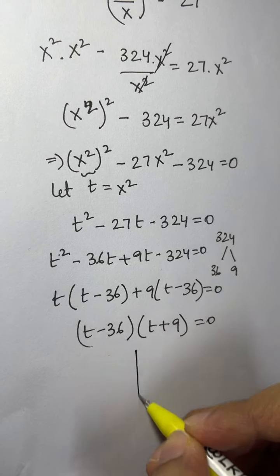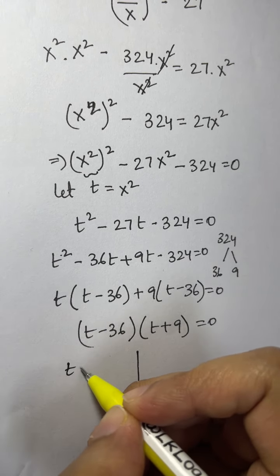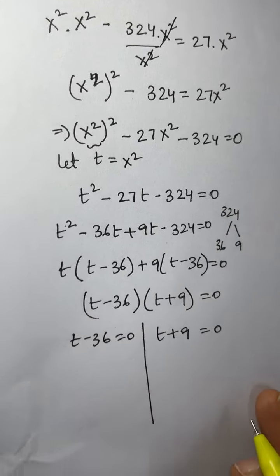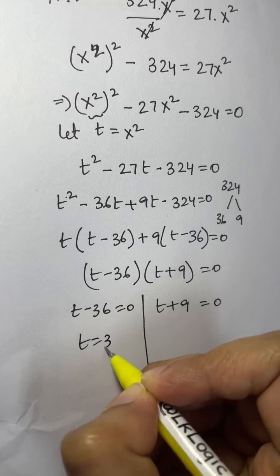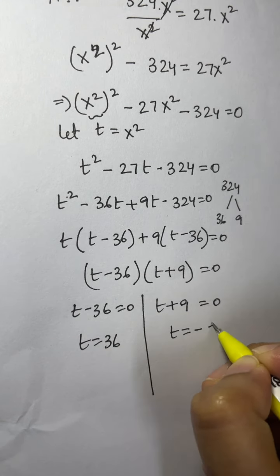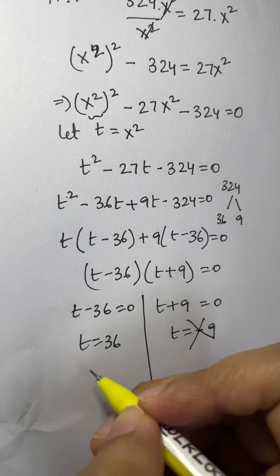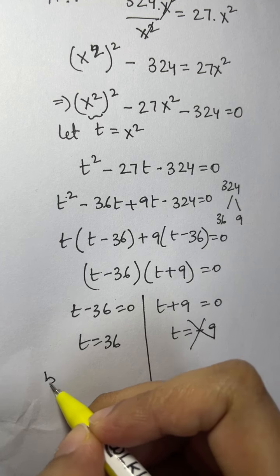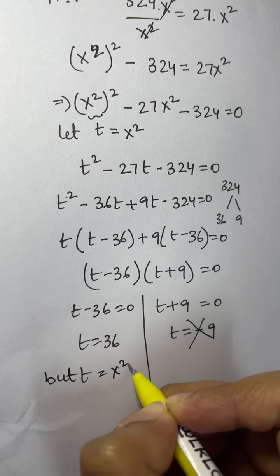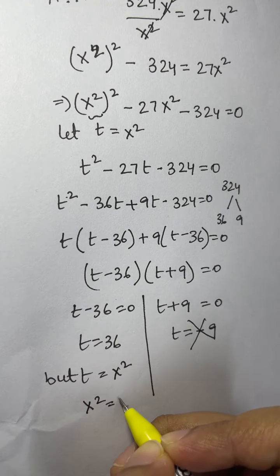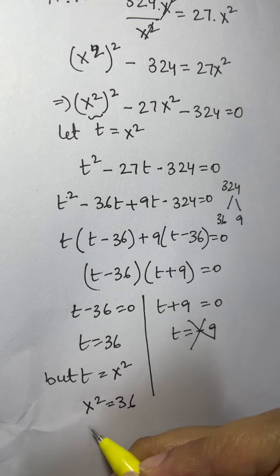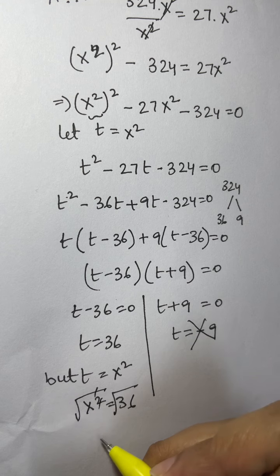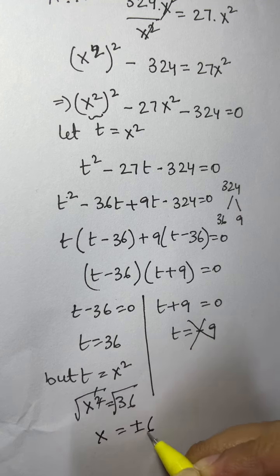So you have two things. t minus 36 equals 0, and here t plus 9 equals 0. Here you have t is equal to 36. Here you have t is equal to negative 9. Negative excluded. t is equal to 36. Let's move forward. But what is t? t is equal to x squared, isn't it? x squared is equal to 36. So take the square root on both sides. Cancel out the square root and square. x is equal to plus or minus 6.